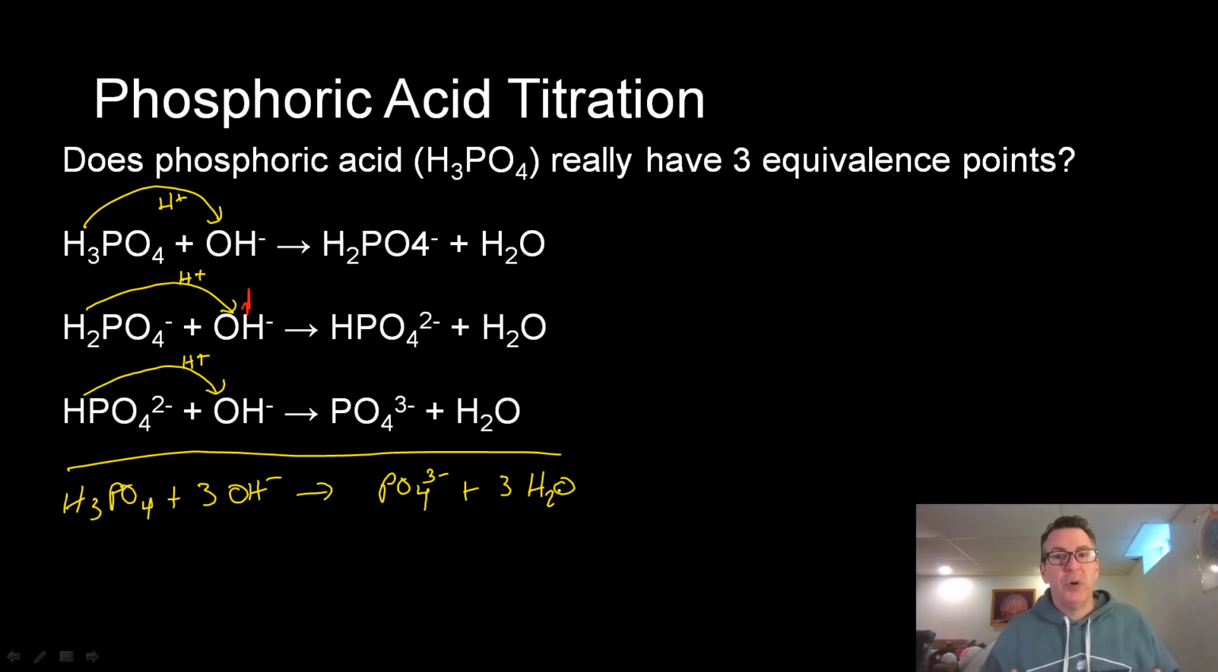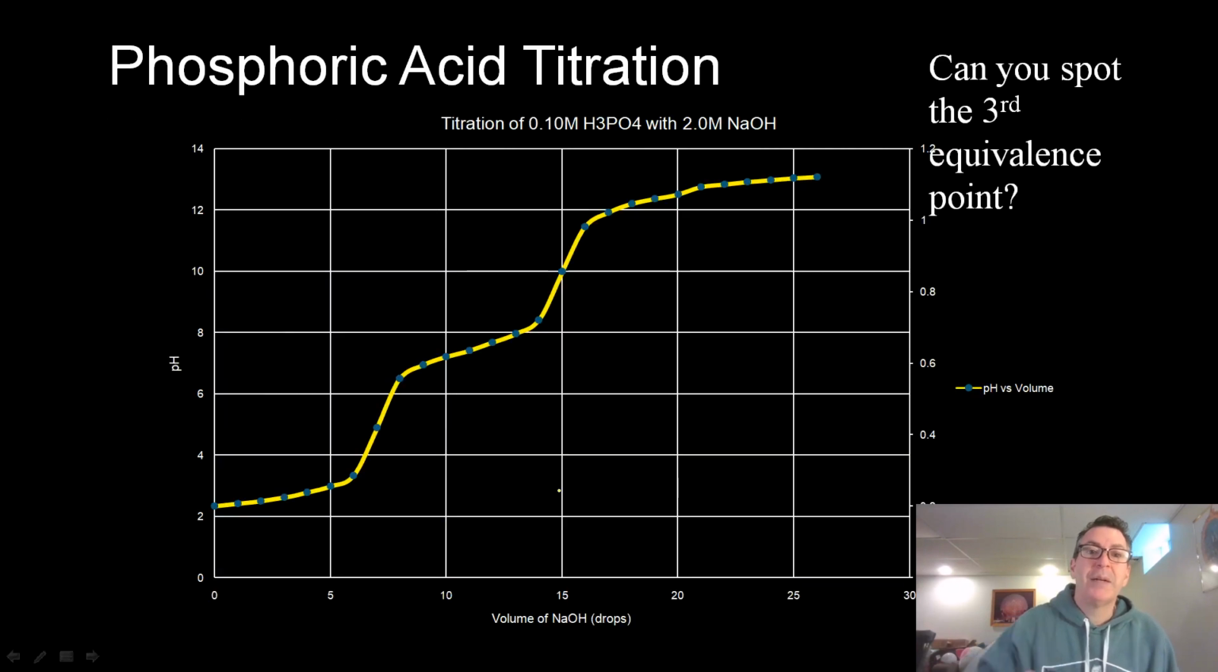Here's the issue with equivalence points. We typically only see them on a graph if there's a big enough change in the pH. And it's that third equivalence point that I've never been able to find before. So I decided to set out in the lab and see if I could figure out a way to actually see that third equivalence point. And here's the graph that I ended up with.